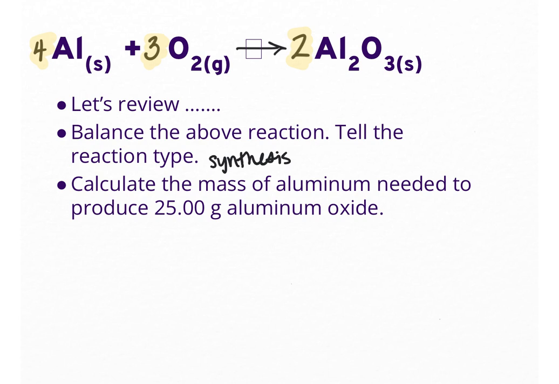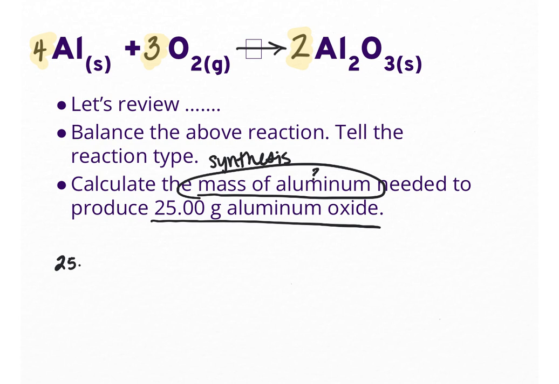So how we would then calculate and use it is by looking at what we're provided with. It's telling us that we want to calculate the mass of aluminum needed. So that's going to be my unknown mass of aluminum. And I know that I'm starting with 25 grams. So if I want to produce 25 grams of aluminum oxide, how much aluminum would I need to make that much? So the way that you set that up, start with what you're given.